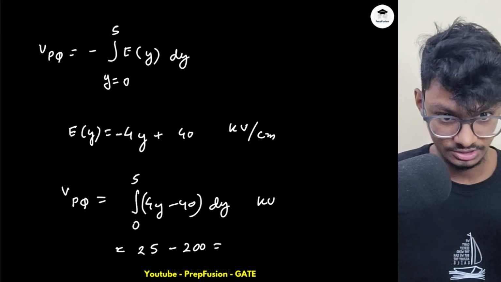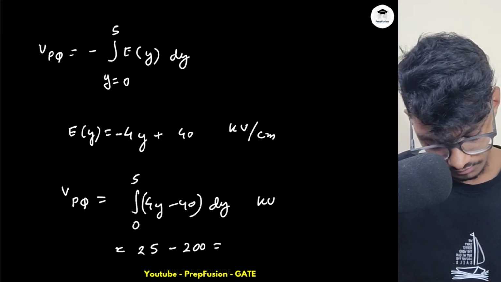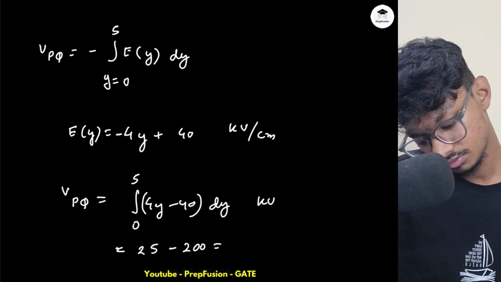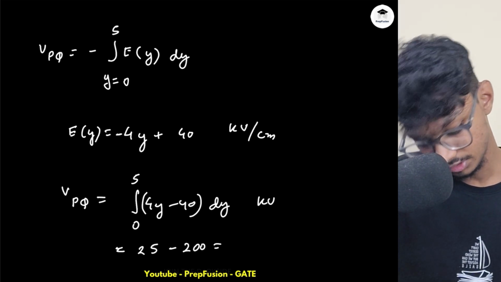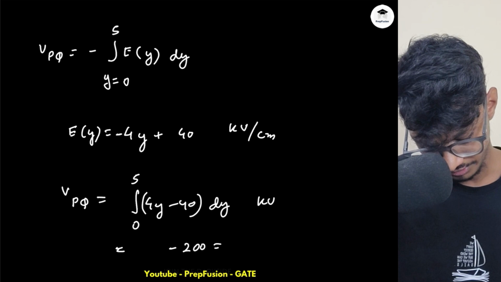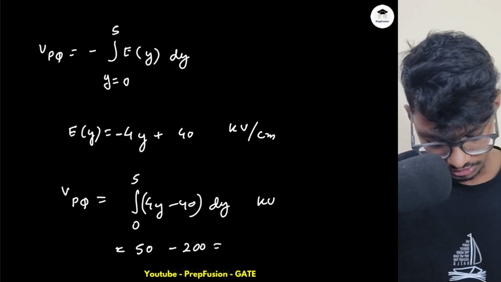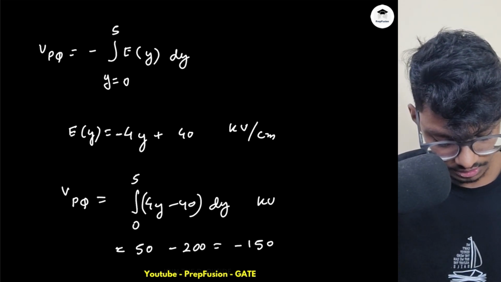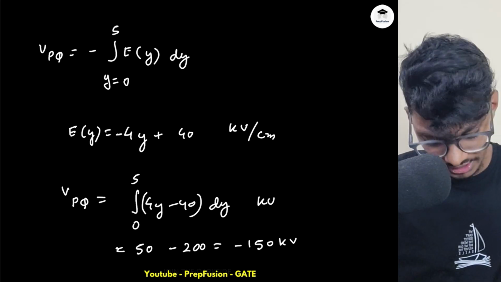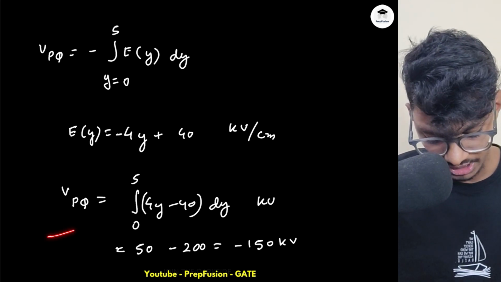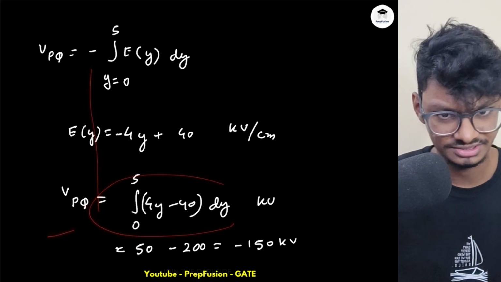So this will be actually huge. Y square is there and 2 is also there, so this will be 50, right? So this will come out to be minus 150 kilovolt. So you can do the integration, all these things you can do. The main point is how to do all this. Simple integration, you can do, right?